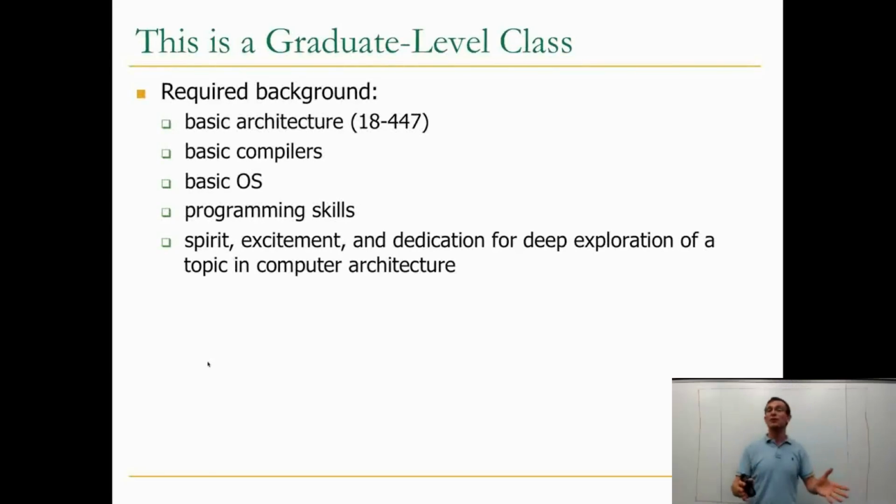If you've taken 18447, that's the perfect prerequisite for the course. If you have not taken it, that's okay, as long as you familiarize yourself with the material and as long as you've taken some basic architecture course somewhere else. Basic compilers, basic operating systems, and programming skills. Programming skills are needed for most of the project assignments. You will determine your own project assignment, but you will need to know programming to do the projects.